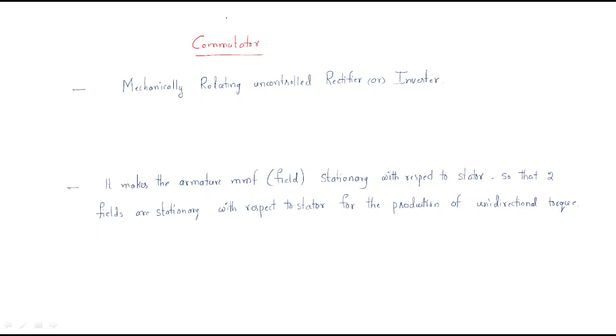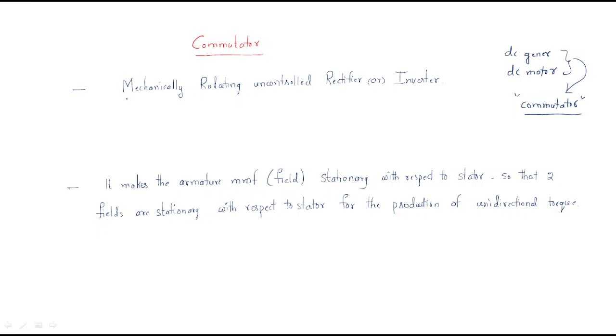Hello everyone. In the last session, we discussed the working of the DC generator as well as the DC motor. To work as a DC motor or DC generator, the commutator is a very, very important part. Due to the commutator only, we can analyze the DC machine working, whether it is the DC generator or the DC motor. So here, once again, recollect all the commutator things.